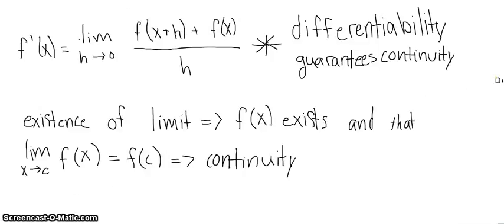If we look at differentiability, the derivative is the limit of f of x plus h minus f of x over h as h approaches 0. And the existence of this limit implies that f of x exists, and that the limit of f of x as x approaches c does equal f of c, which is the rule of continuity. So if that's true, we know that the graph is continuous, so we can say that differentiability does guarantee continuity.